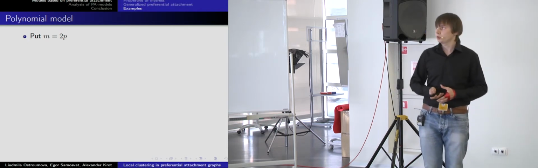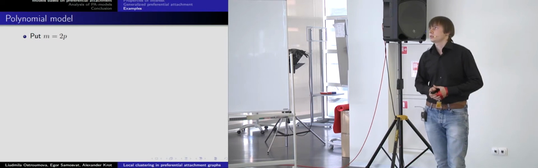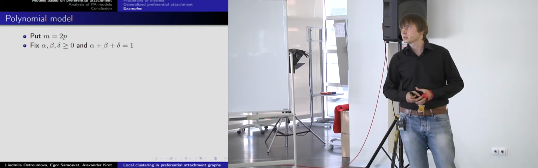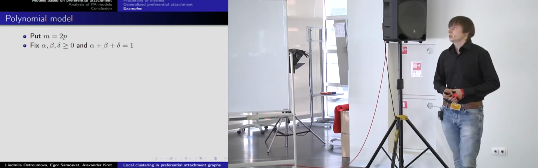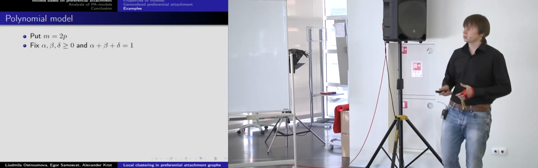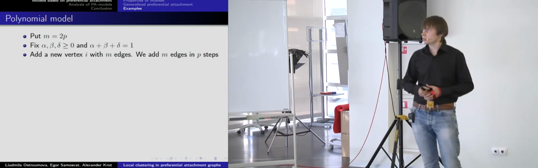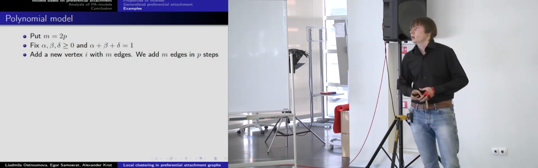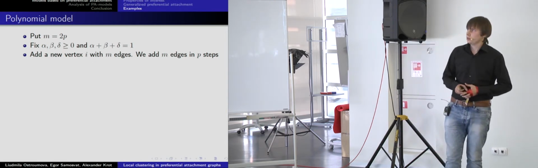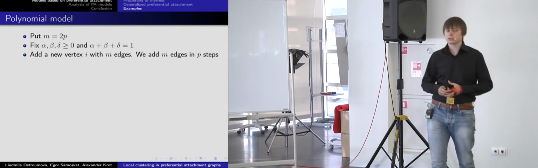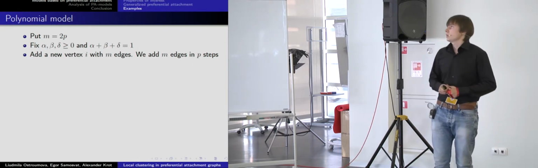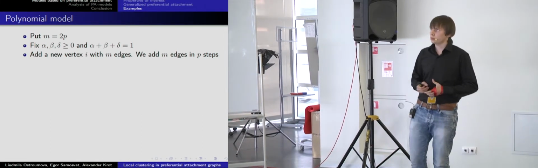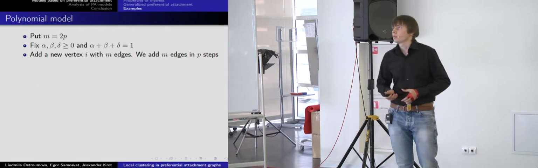We called it the polynomial model. We assume that m is even. We fix 3 parameters, alpha, beta, and delta. They are the probabilities of events, and the sum of these parameters is equal to 1. And as usual, at each step, we add a new vertex with m edges, and we add the m edges in m over 2 steps because m is even.